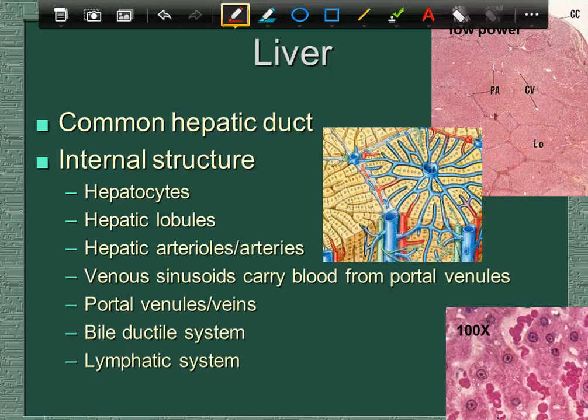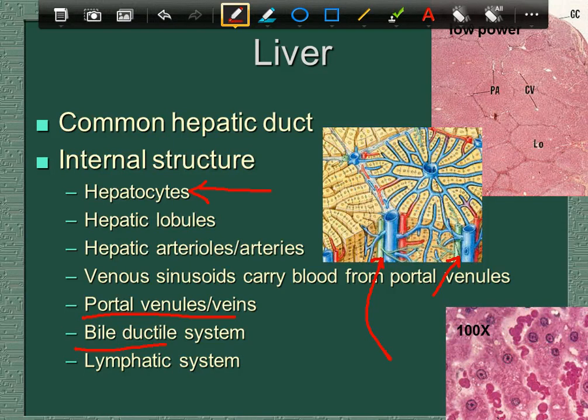Notice also, let me erase all this, there's some very light green ducts right in here. These are for bile because the liver is where bile is made. That's part of the duct bile system. I mentioned the portal venules and veins. Remember that the liver is a big blood reservoir. The cells are called hepatocytes.